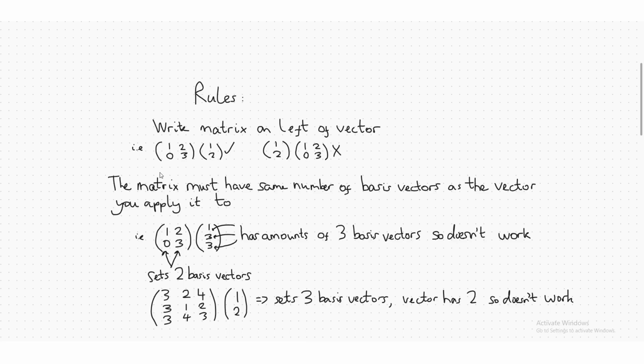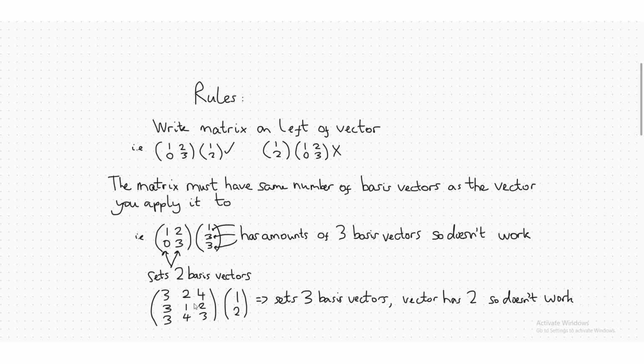The second is that the matrix has the same amount of basis vectors as the vector you apply it to. What I mean by this, look at this matrix. It has 2 columns, which means it has 1, 2 basis vectors. It sets 2 basis vectors. Our vector has an amount of 1, 2, and 3 basis vectors. So our matrix sets 2 basis vectors, but our vector has 3 basis vectors. Because there's a mismatch, we don't know what the third is given by this matrix, which means it doesn't work.